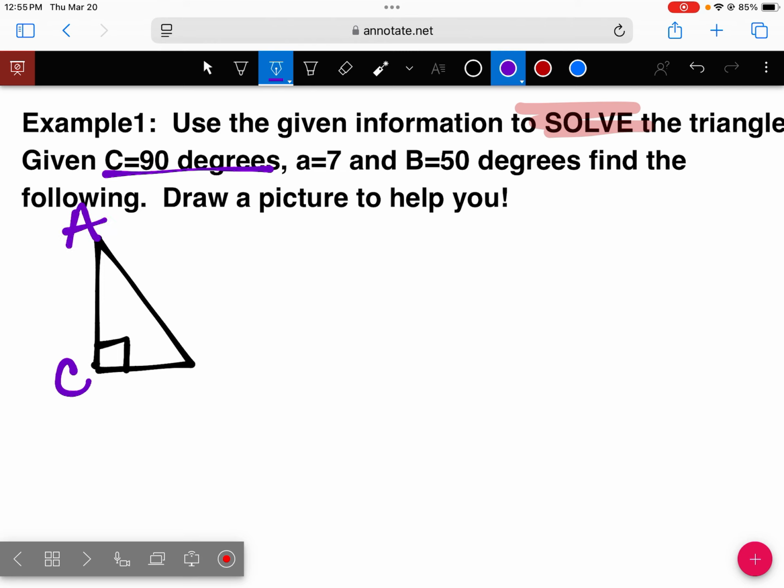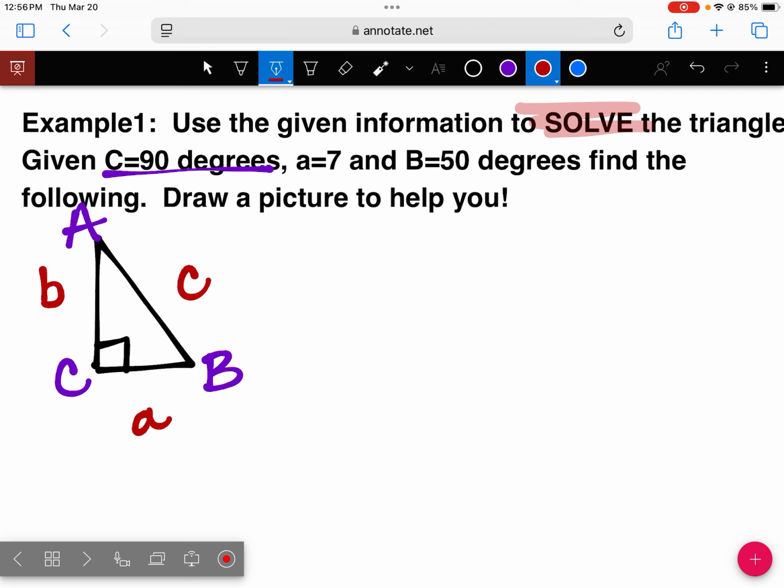Capital A is on top, and capital B is at the bottom. The other thing to keep in mind is that the side opposite of the angle is lowercase. So I'm going to go ahead and fill this in. Do you see how we have capital A up here? So this angle is capital A. That means across from that would be little bitty a. So this is little bitty a. And across from big B is little bitty b. And across from angle C is little bitty c.